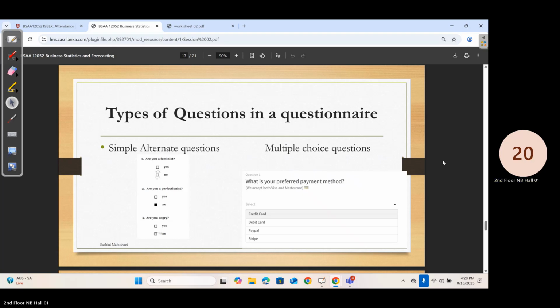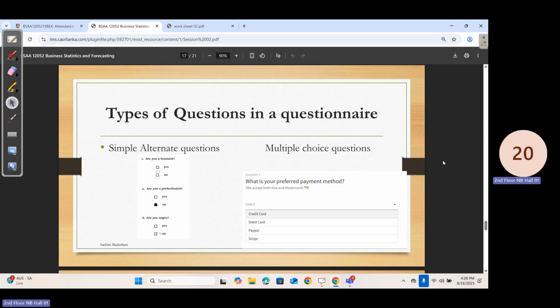Then here, simple alternative questions. Normally we ask about the demographic factors, for example gender, with only two categories, male or female. These kinds of questions we call simple alternative questions. Another type is true false questions, yes no questions. They consist of only two categories, yes or no, true or false. It's clear? Alternatives are there, but how many alternatives? Only two.